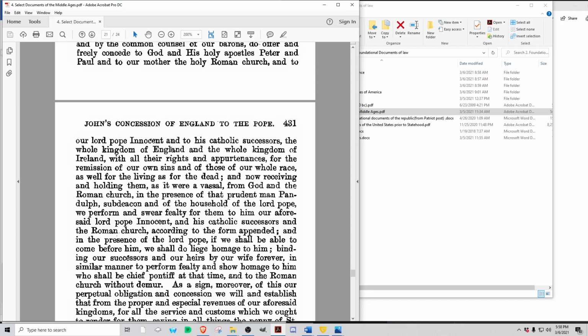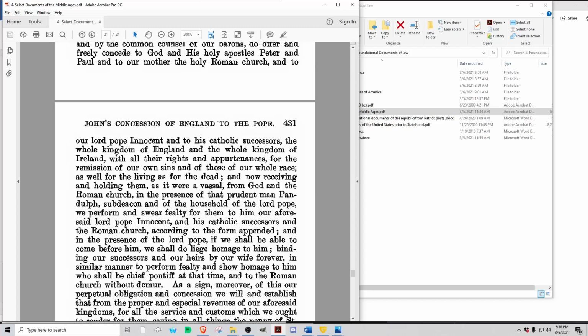the whole kingdom of England, and the whole kingdom of Ireland. What? With all their rights and appurtenances, which is everything that's attached to the land, for the remission of our sins and for those of our whole race. What?